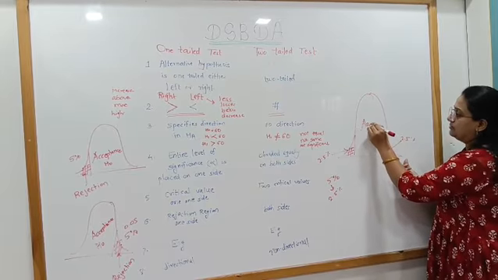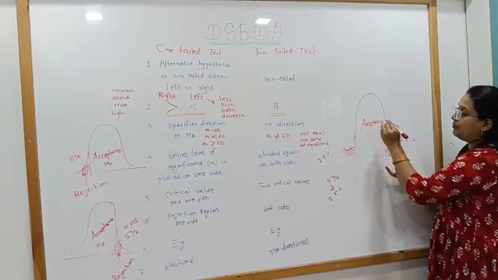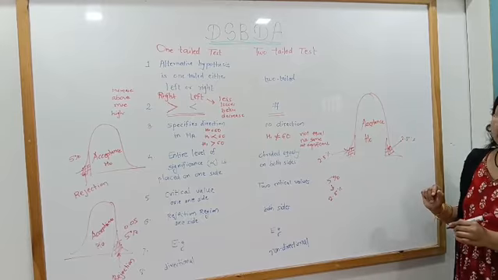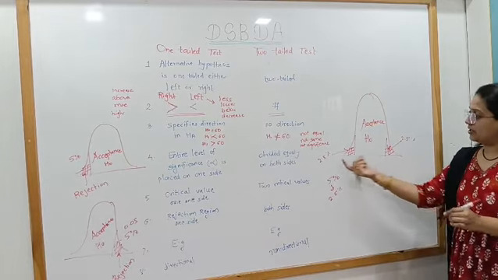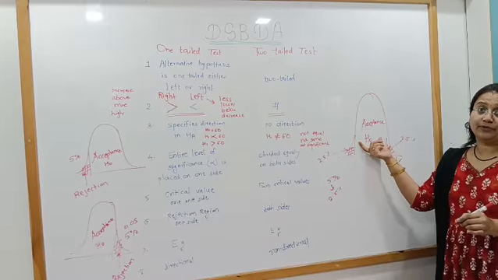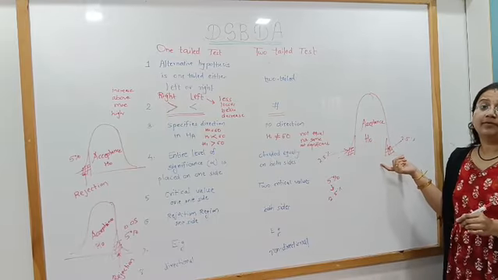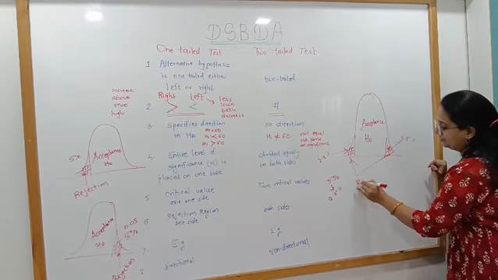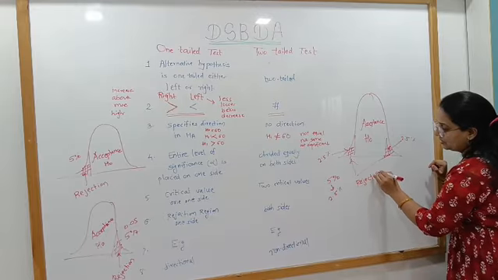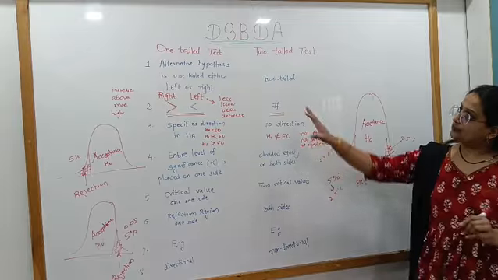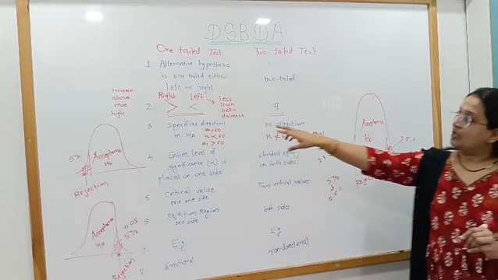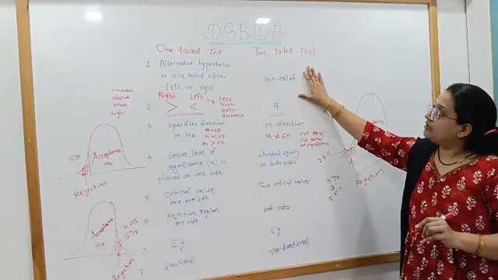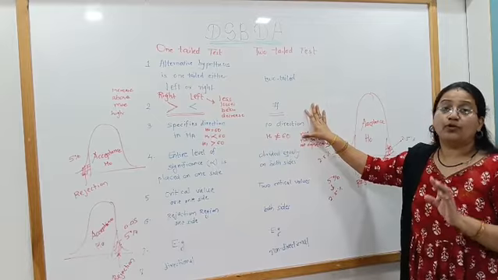This is the acceptance region. If my value is in the acceptance region, then I will accept the null hypothesis. If it is in the rejection region, I will reject the null hypothesis, meaning I am accepting the alternative hypothesis. So this is one tail test of two types, a right tail test and a left tail test. The two tail test is only one test having no direction.